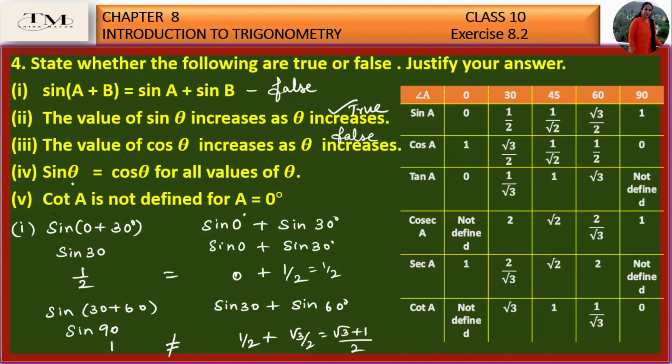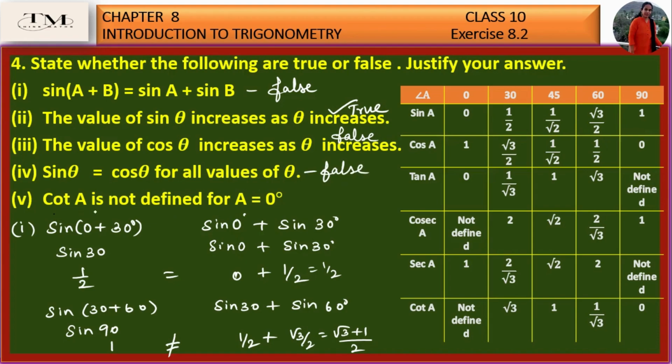Next, sin theta is equal to cos theta for all values of theta. Is it so? No. So check the table. For sin 0, it is 0. Cos 0, it is 1. Sin 30, 1 by 2. Cos 30, root 3 by 2. So all the values are different. So this is also false.